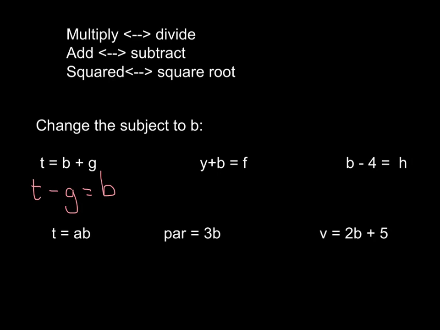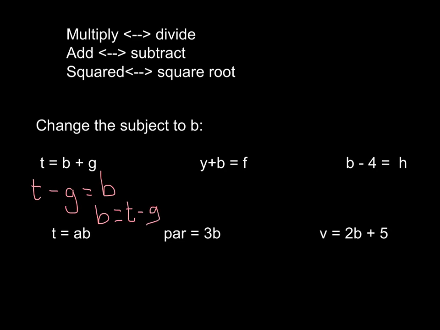However, normally we like to have the letter on its own at the beginning of the formula. So what we're allowed to do is just completely swap both sides. And because we're swapping both sides, we don't need to do any change in sign. So we can write that as B equals T take away G.